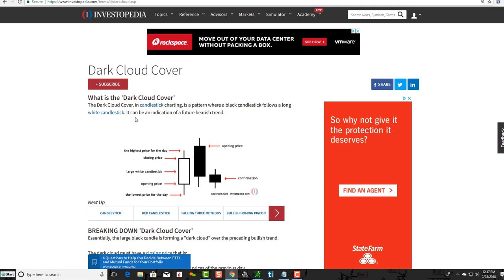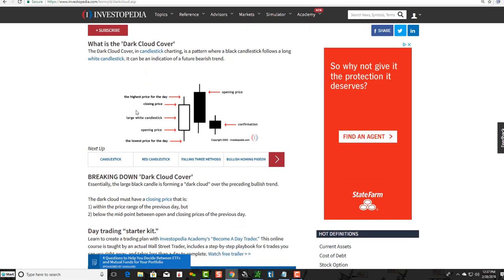What is a dark cloud cover? The dark cloud cover in candlestick charting is a pattern where a black candlestick follows a long white candlestick. It can be an indication of a future bearish trend. It all depends on what color your charts are. It could be green or red as well. So if you look over here, you'll see that the opening price is above the high of the day.